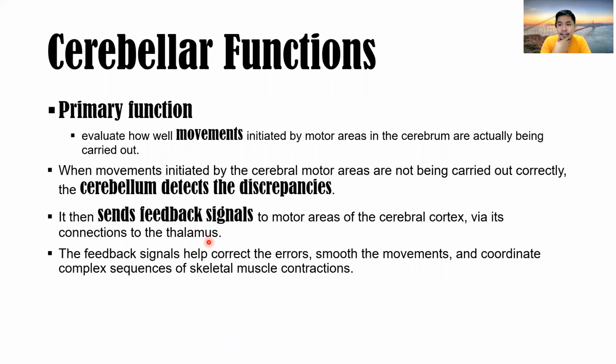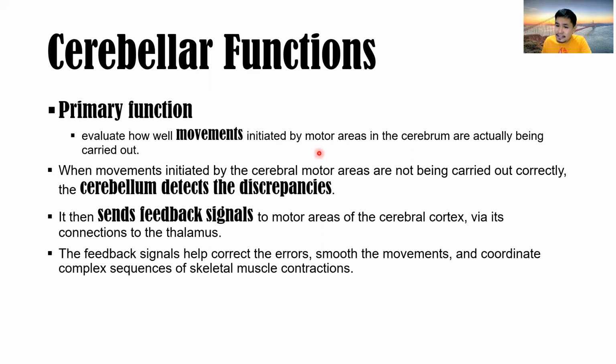What are the functions of your cerebellum? Knowing these functions, when we talk about abnormalities seen in a particular patient, we could correlate that there could be a problem with the cerebellum if these functions are not present or are abnormal in a particular patient. So the primary function of the cerebellum is to evaluate how well movements initiated by the motor areas in the cerebrum are actually being carried out.